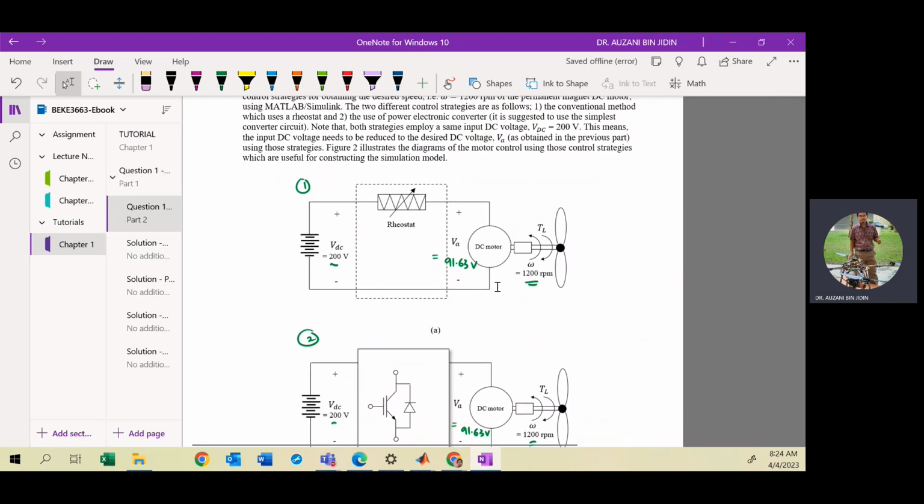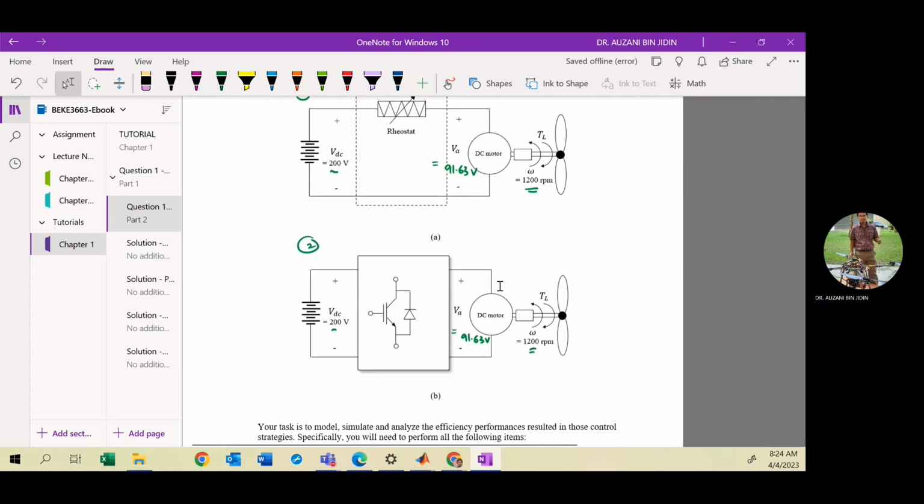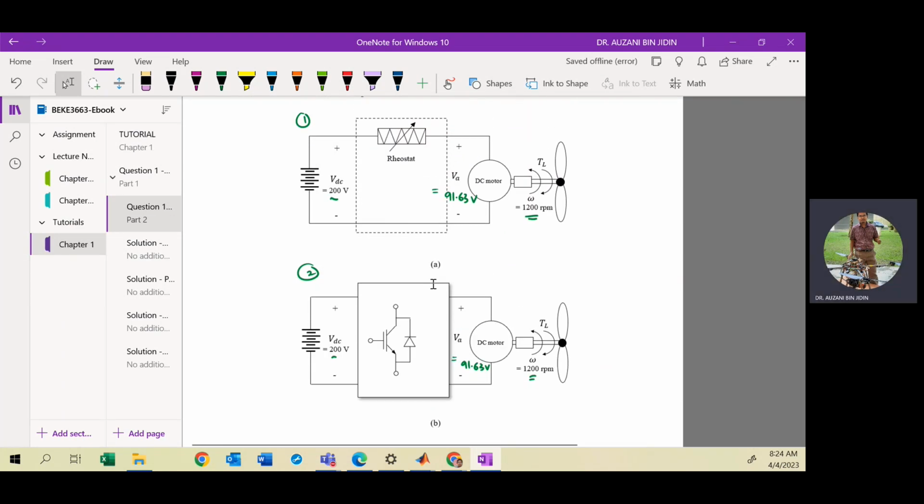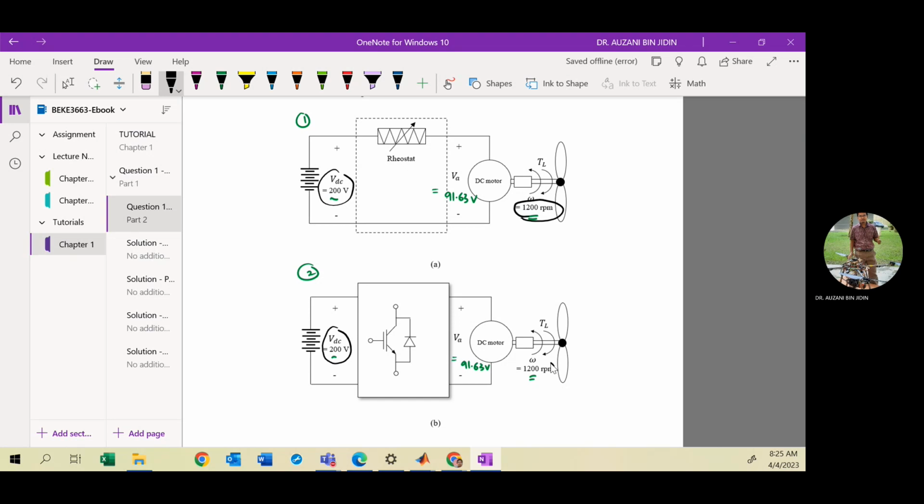Actually, you need to compare the efficiency performance using two methods. The first method uses the rheostat and the second method uses the power electronic converter. In order to have a fair comparison, you must apply the same DC input voltage. In this case VDC is 200 volt, same here, 200 volt. And because we need to compare the efficiency performance, the desired speed must also be the same, 1200 RPM.